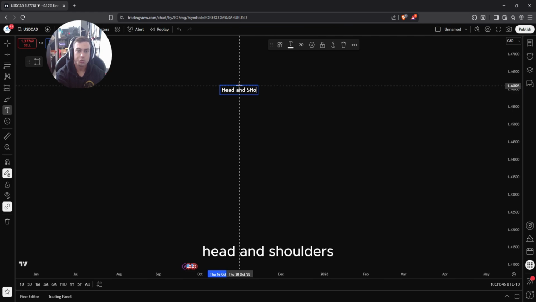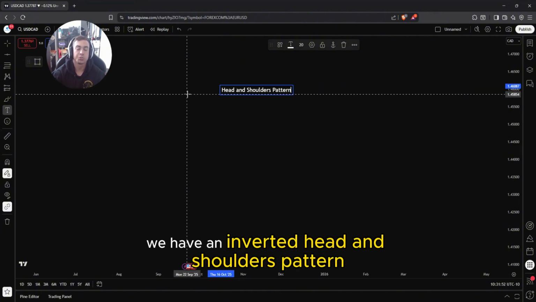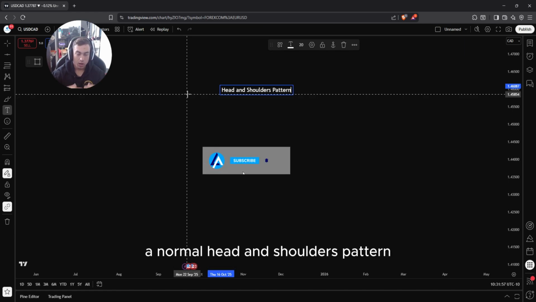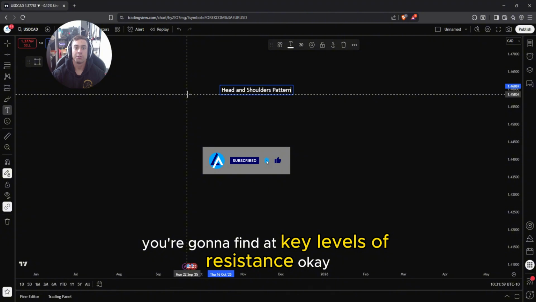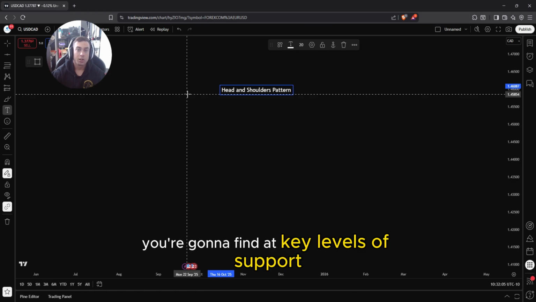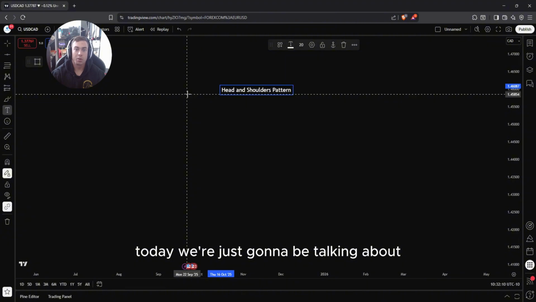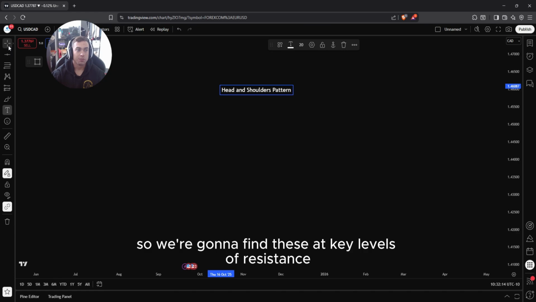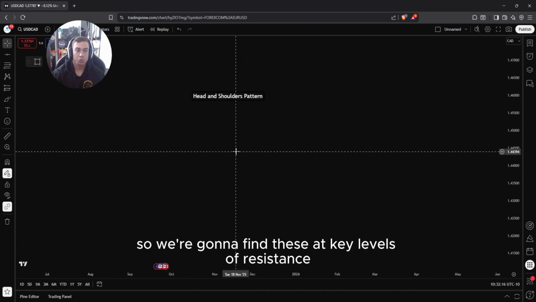Head and shoulders. Okay, so there's two types. We have an inverted head and shoulders pattern and then a normal head and shoulders pattern. A normal head and shoulders pattern you're going to find at key levels of resistance. An inverted head and shoulders pattern you're going to find at key levels of support. Today, we're just going to be talking about the normal head and shoulders pattern, so we're going to find these at key levels of resistance.